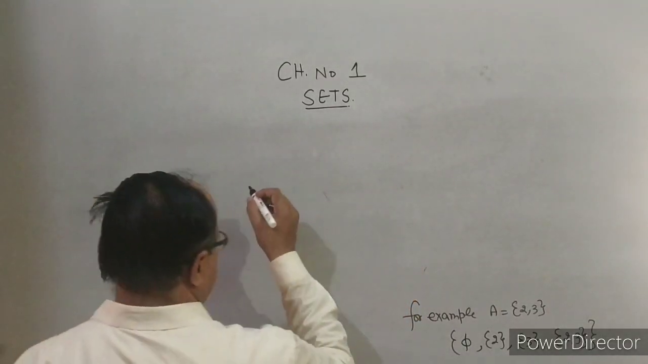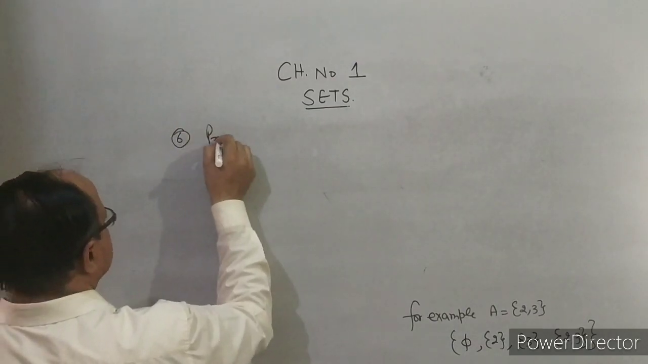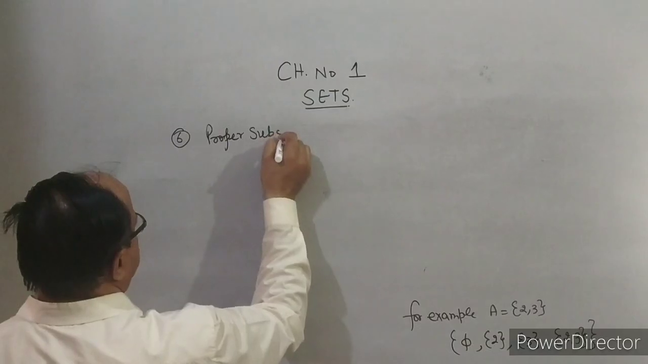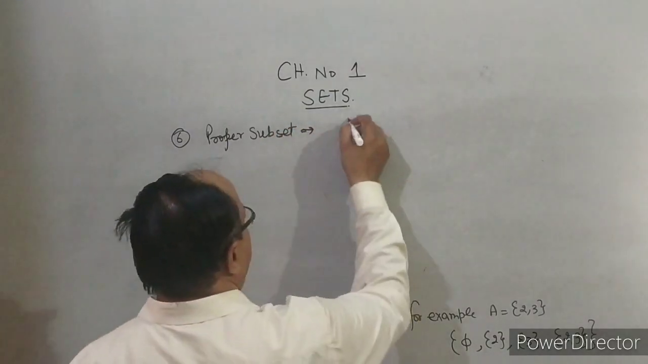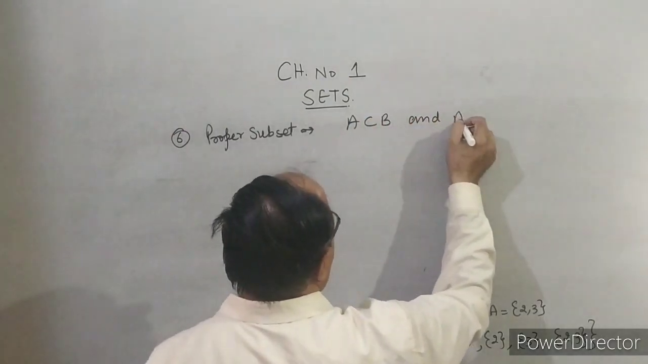Next point, the sixth point: proper subset. Proper subset means A is a subset of B and A is not equal to B.